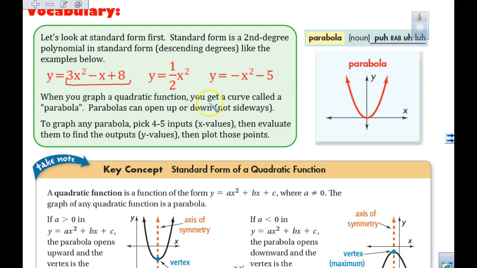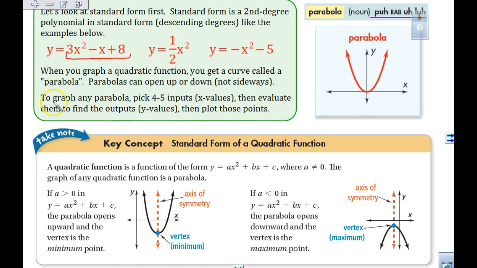It says when you graph a quadratic function, you get a curve that's called a parabola. Parabolas can open up or down, but never sideways. Okay, that's going to be later when you look at those. To graph a parabola, you're going to pick 4 or 5 inputs.